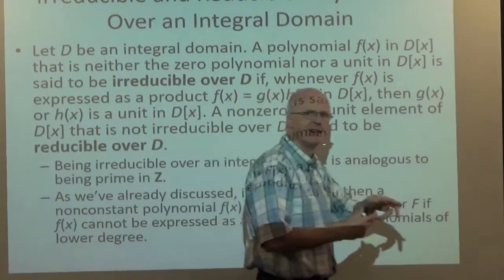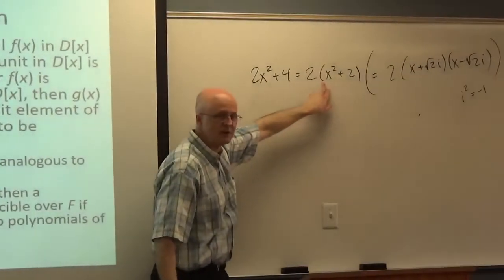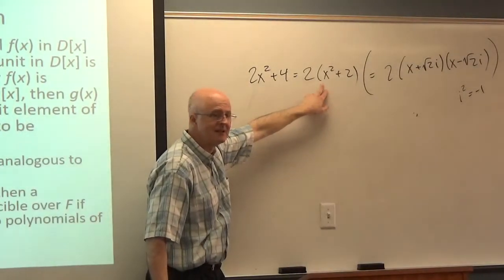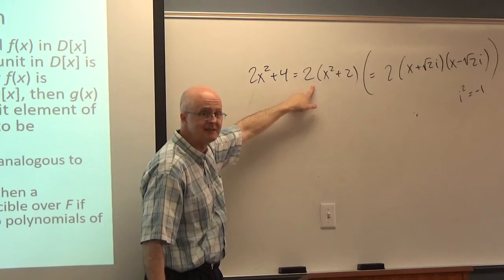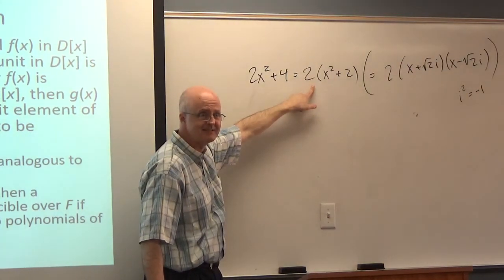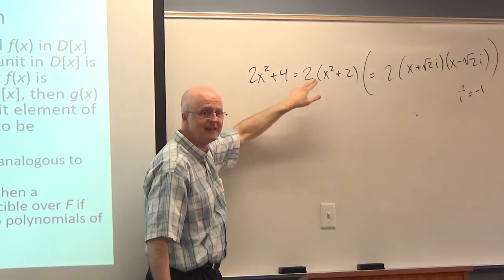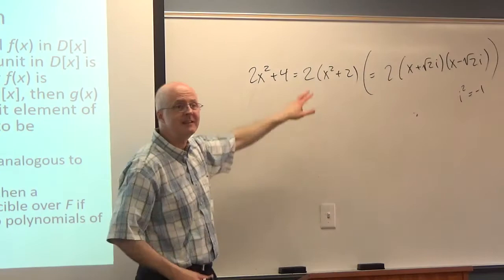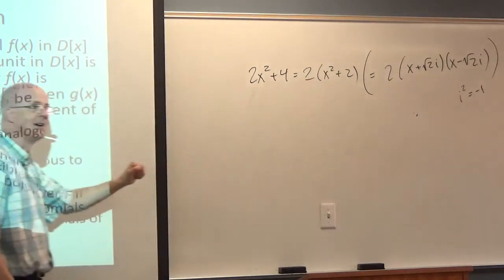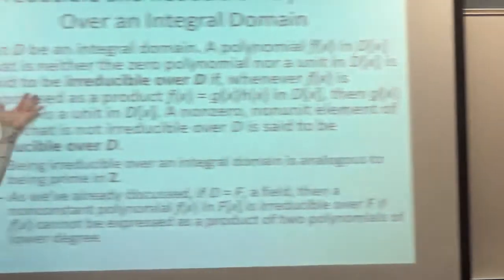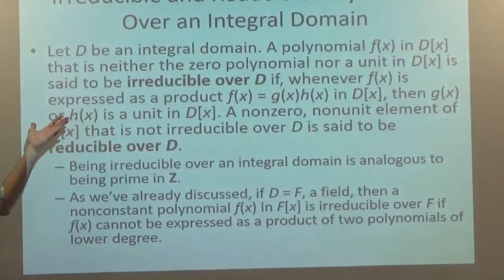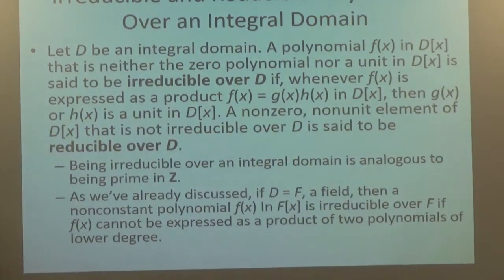But neither of these are units in Z[x]. 2 is a unit in Q[x], but not in Z[x]. In Z[x], neither of those is a unit. So it's not satisfying the condition for being irreducible over Z. It's therefore reducible over Z.